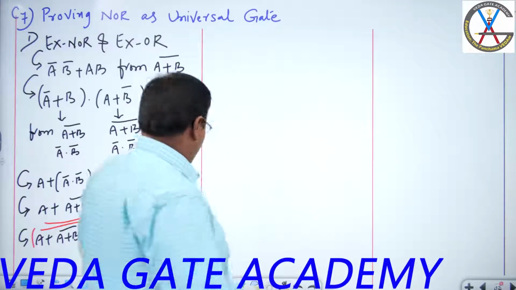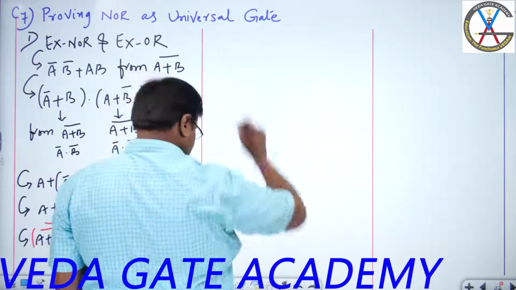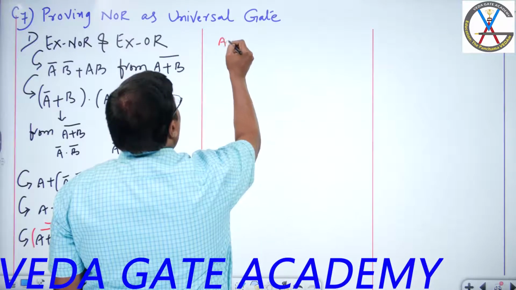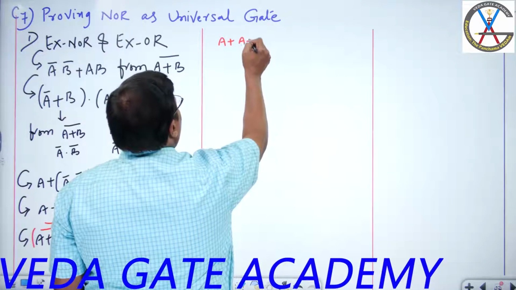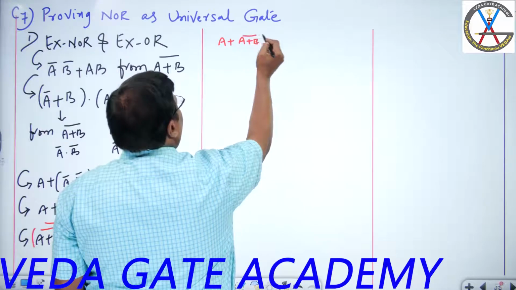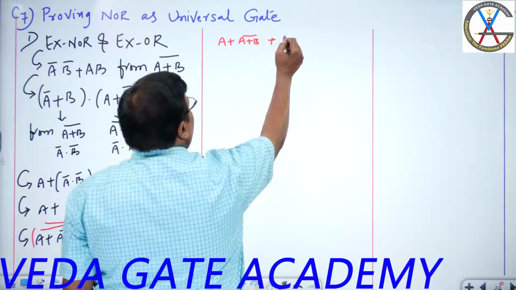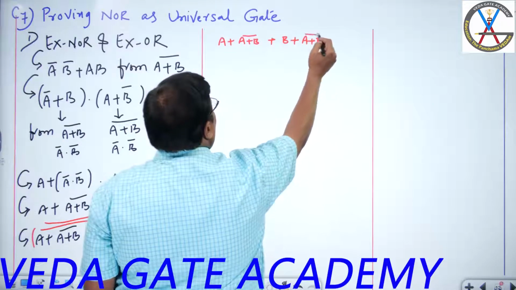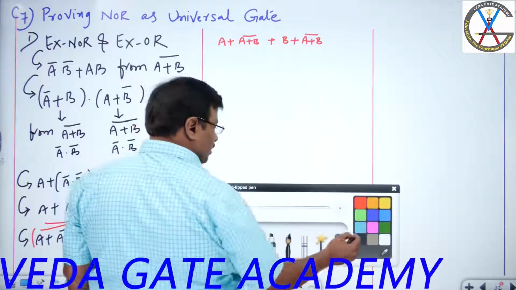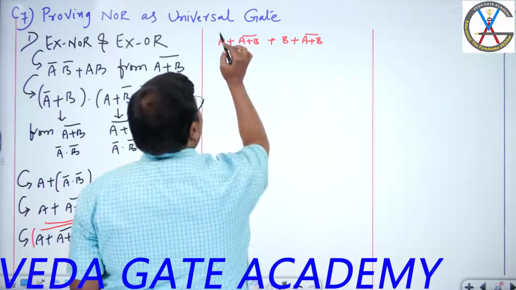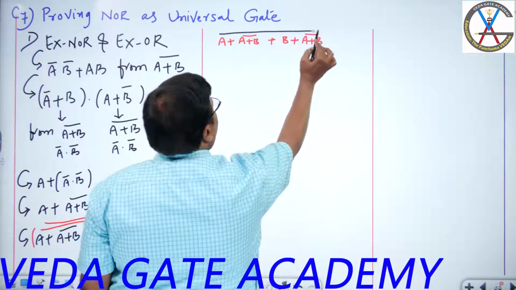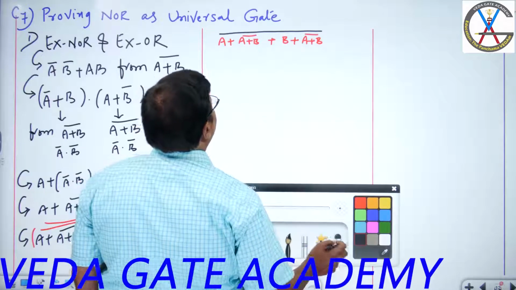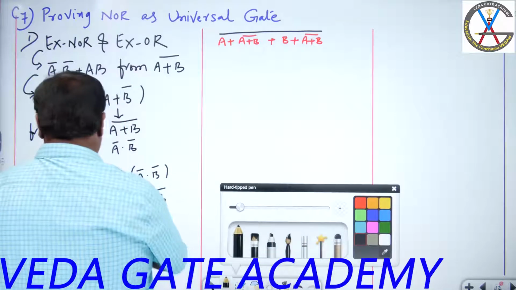Yeah, the equation is A plus B bar plus B plus A plus B bar, 2 bars, right? One more inverter. Yeah, inner bar is cancelled, upper bar is done.